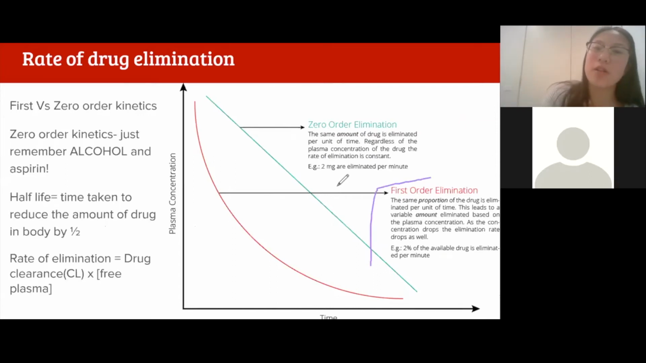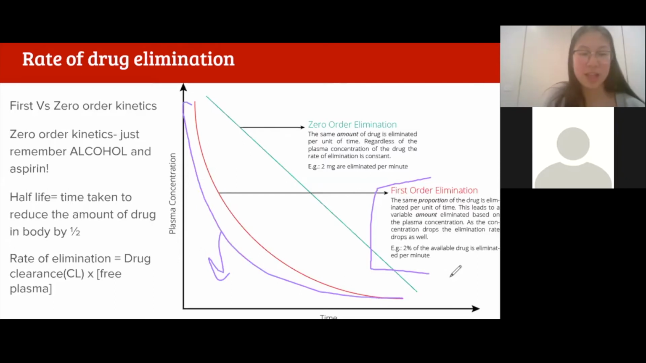Most drugs will undergo first order elimination. So it's the idea that the rate of drug elimination is proportional to the concentration of the drug in the body. Okay, so the same proportion of the drug is eliminated per unit of time, which leads to a variable amount eliminated based on the plasma concentration, right? So if there's a high plasma concentration, you're eliminating a lot more, right? But as the plasma concentration decreases, we also have a decrease in the rate of elimination. So you get this graph looking like this, okay?